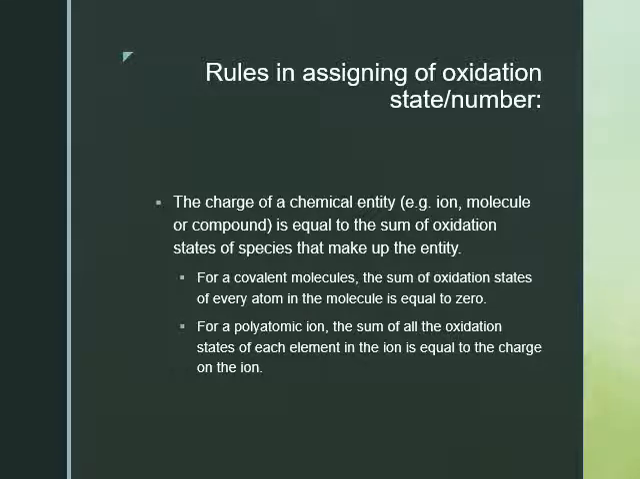For example, if I had FeCl2, the charge here is 0, so the total oxidation state equals 0. Cl I know is minus, so Cl is -1, -1. So in this case, my Fe must be +2 because the total oxidation state at the end is 0. However, if you have some elements like Br2, the oxidation state in this case is 0, because what times 2 equals 0? It must be 0.